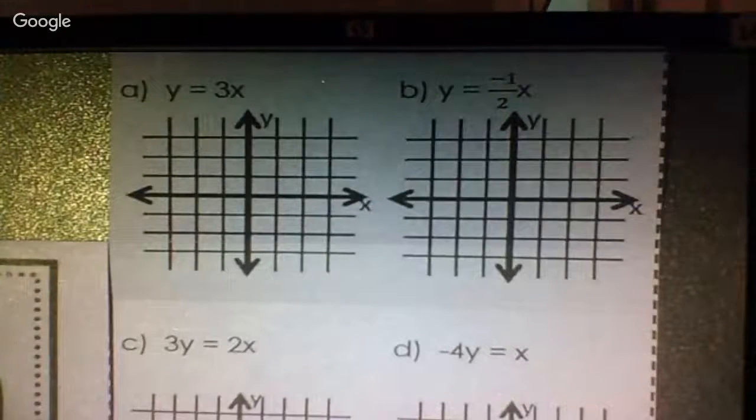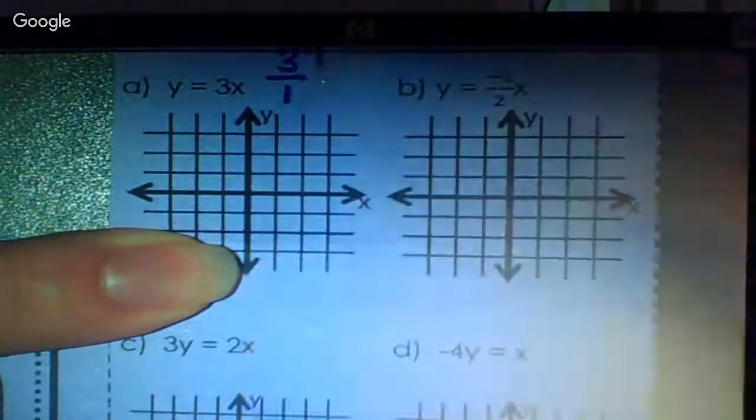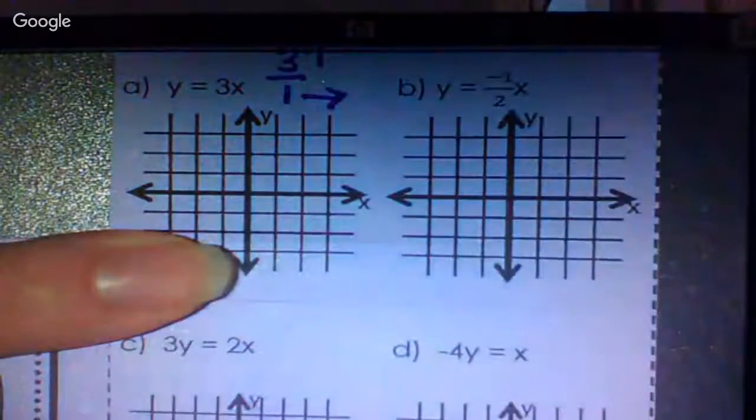Okay. So slope. Rise over run. So here it's a 3. So that means 3 over 1. Positive 3 moves us up. Positive 1 moves us to the right. So from the origin, I've got one that goes up by 3 and to the right by 1.